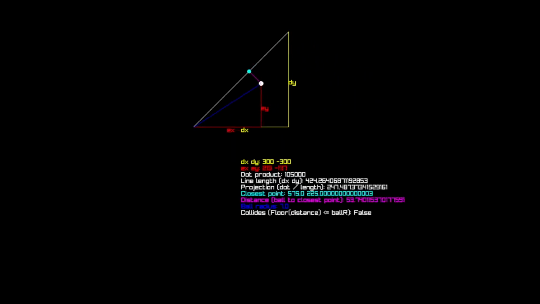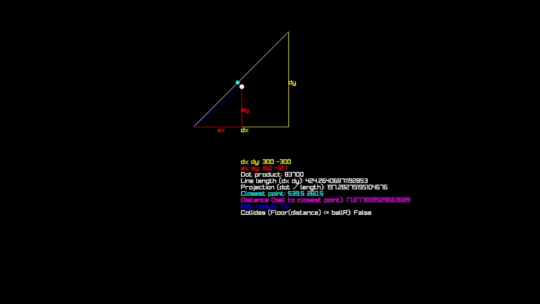So here I made a visualization of the way I get the collision between the wall and the ball. So first, get the x and y components of the wall, called dx and dy, and the components of the ball, which are called ex and ey. Then we calculate the dot product, which is the sum of the multiplication of the components. We get the wall length, divide the dot product by the length, and we get the projection of the ball vector onto the wall.